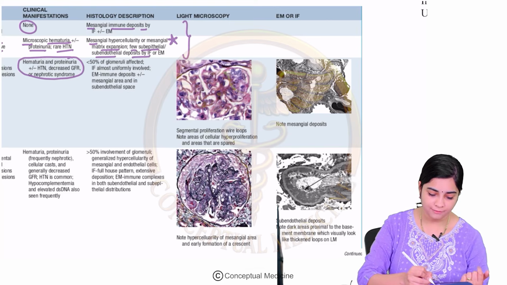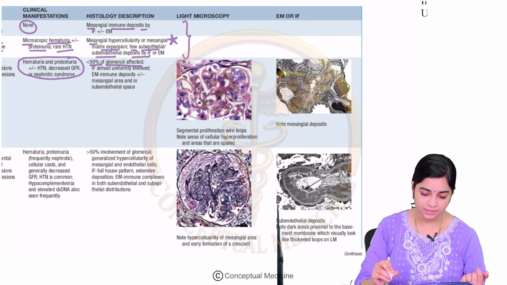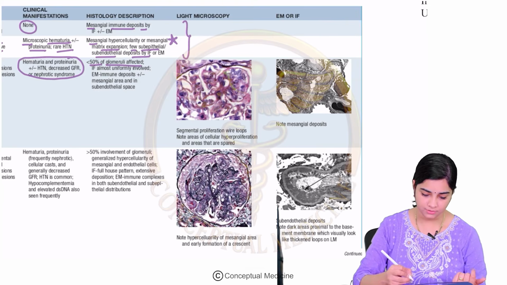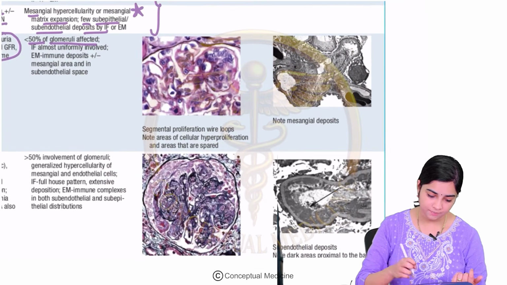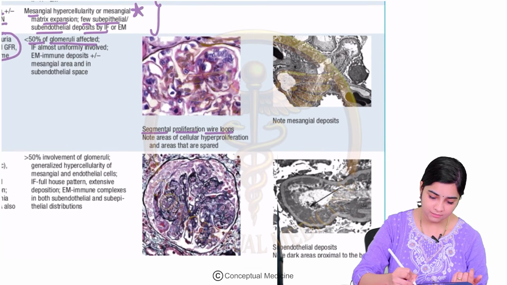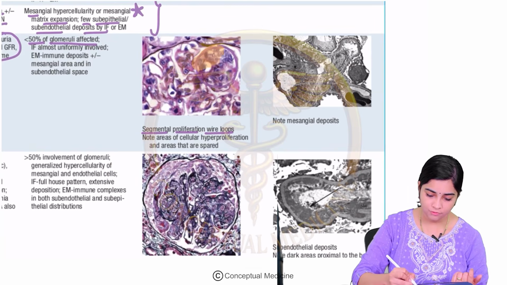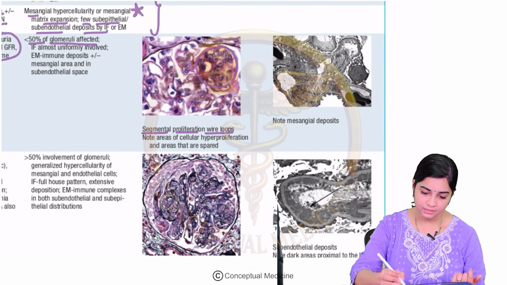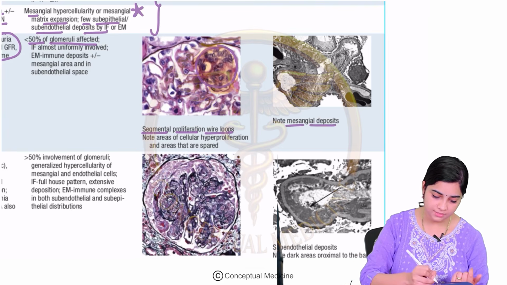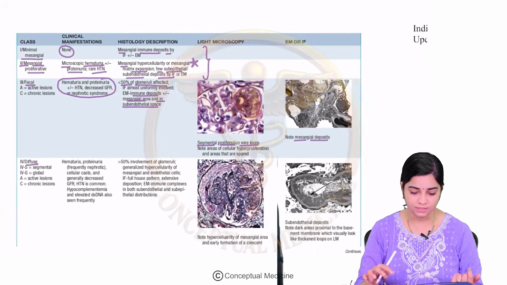Okay, so if less than 50% of the glomeruli are affected, then it is a focal segmental glomerular sclerosis, or you can have a diffuse segmental glomerular sclerosis. Can you see in this image in the histopathological examination, there is segmental proliferation, wire loop lesions. Okay, so you can have segmental lesions. This is your focal deposits. And in the electron microscope, you can see that there is evidence of mesangial deposits and immune deposits in the mesangial area as well as in the subendothelial space.